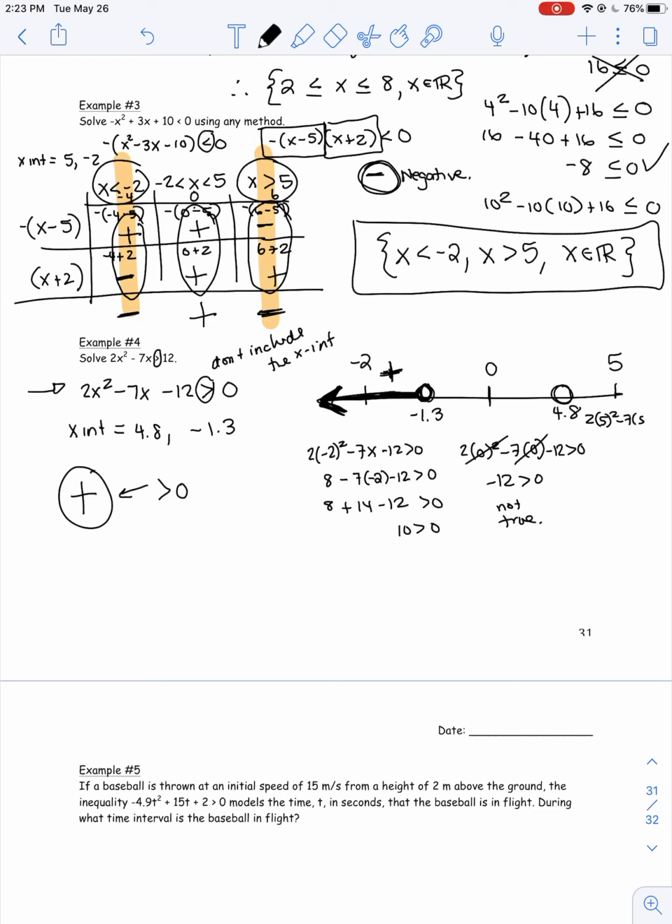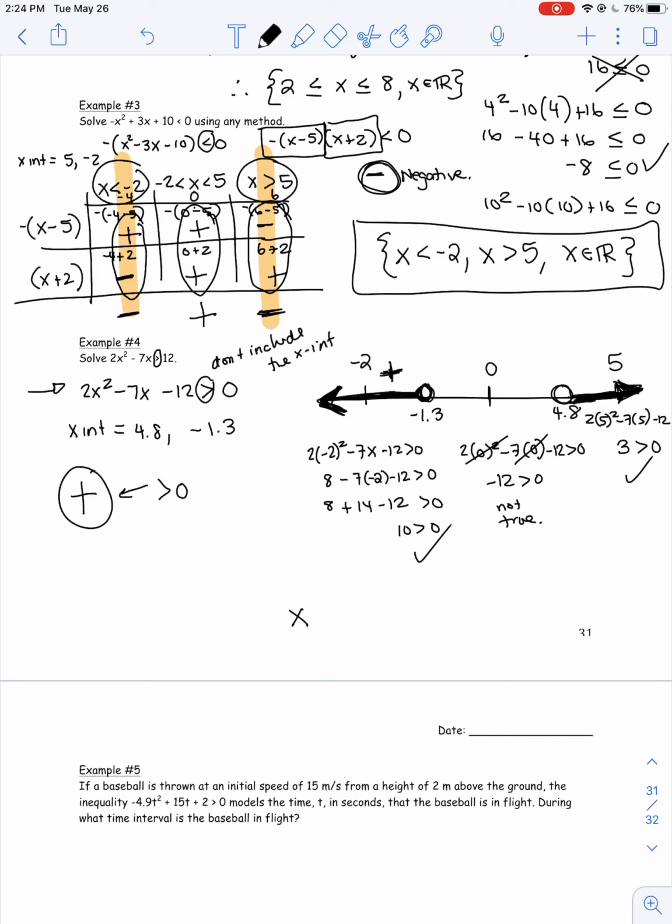And then my last one, 5. 2 times 5 squared minus 7 times 5 minus 12, is it greater than 0? So I'll put that into my calculator as I see it. I see that 3 is greater than 0. So these two regions will be included in the solution. So I need to now outline this part with an arrow going to the right, because I want to say that the answer is greater than the x-intercept that I see.